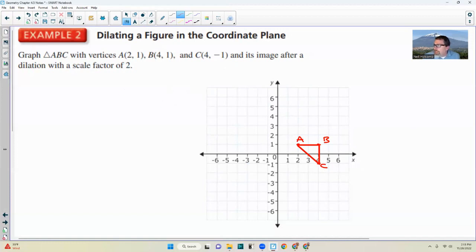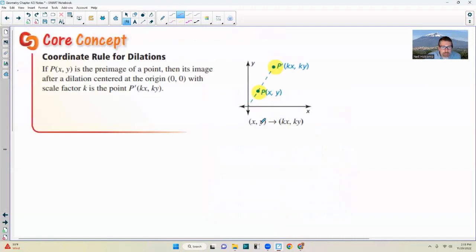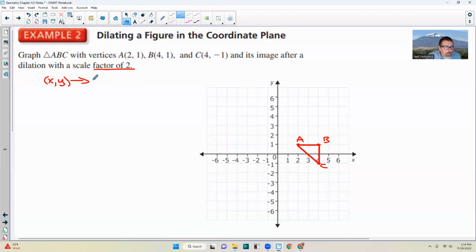So if we're going to dilate by 2, it's going to be larger. And we're dilating from our origin. So what that means is we're going to take every x comma y, and our scale factor, our k, is 2. And if I go back a page, that means that we're going to go from xy to some k scale factor times x, and that scale factor times y. So the scale factor is 2. That's our k. So the formula is kx comma ky. All right, and then we're going to substitute in our givens.